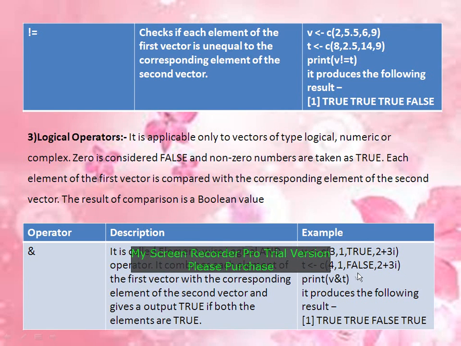So when we are performing the AND operation between logical, numeric or complex values, if both are non-zero values, then the result is true. Otherwise, the result is false.